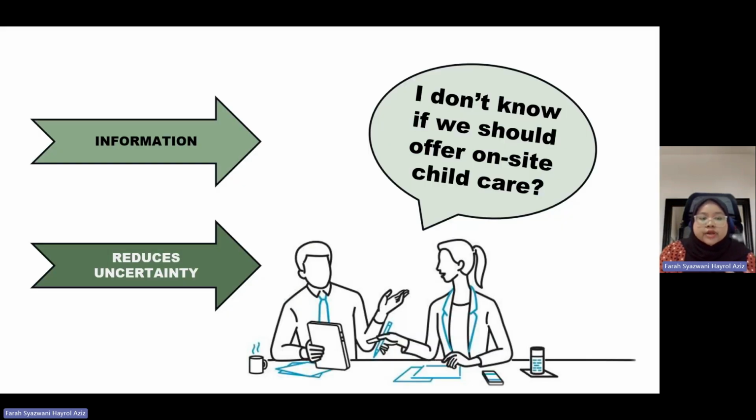For example, in your organization, you know that you want to offer on-site childcare, but you don't really understand whether it is a necessity or not. In order to reduce uncertainty, what should you do? You should conduct research. This is one example of how business research takes place in the real world.